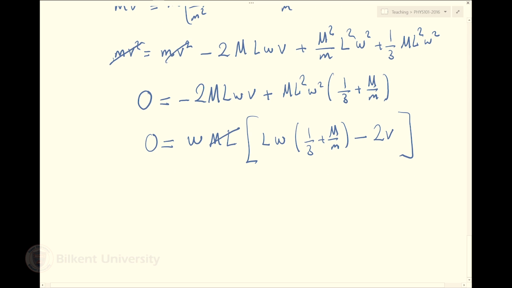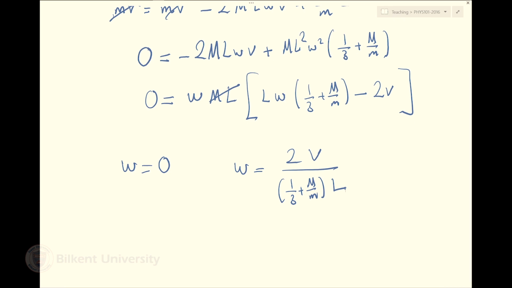So this mL is basically not important. So I have two solutions. Omega is either 0 or omega is 2V divided by (1/3 M over small m) times L. Which solution should I take? Second one. Why? What's the first solution? It's the initial state. Excellent. So this is the initial state. So we have found omega as this nice.